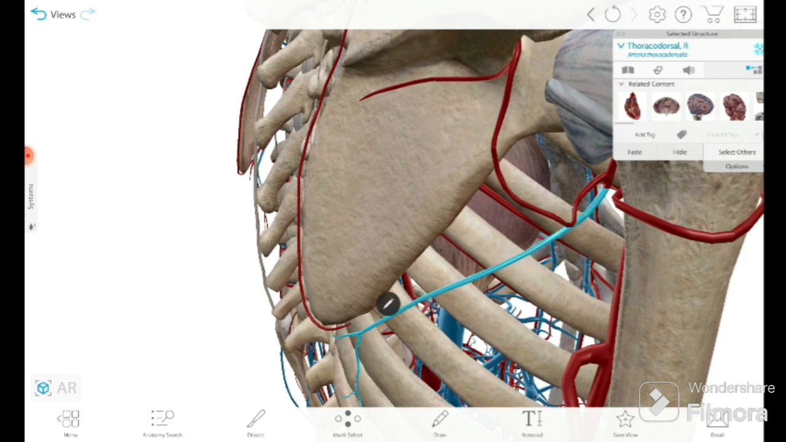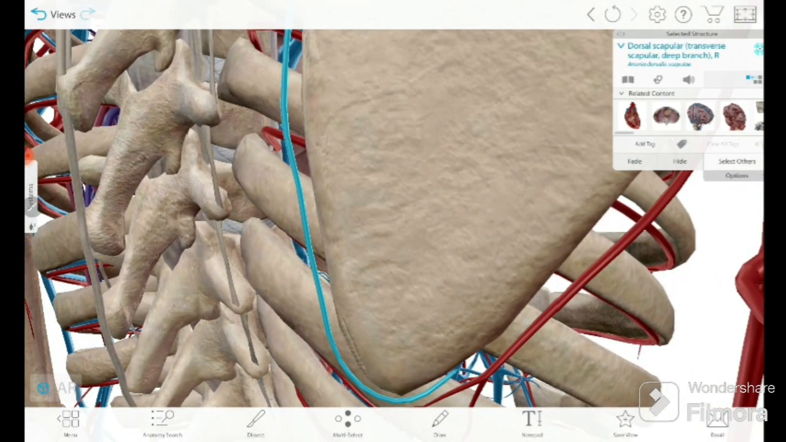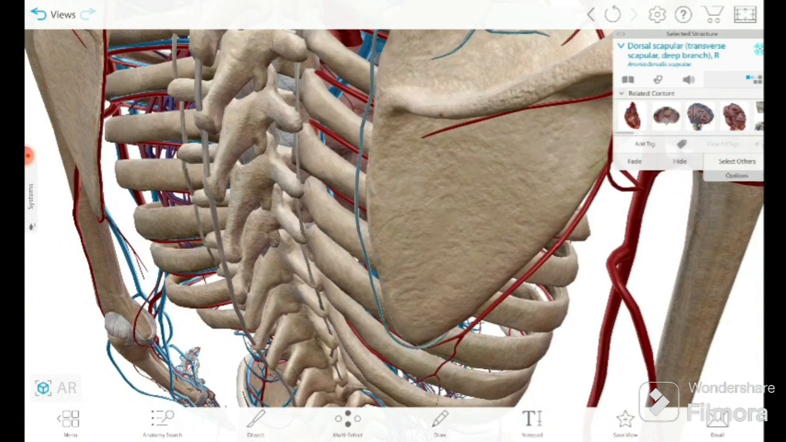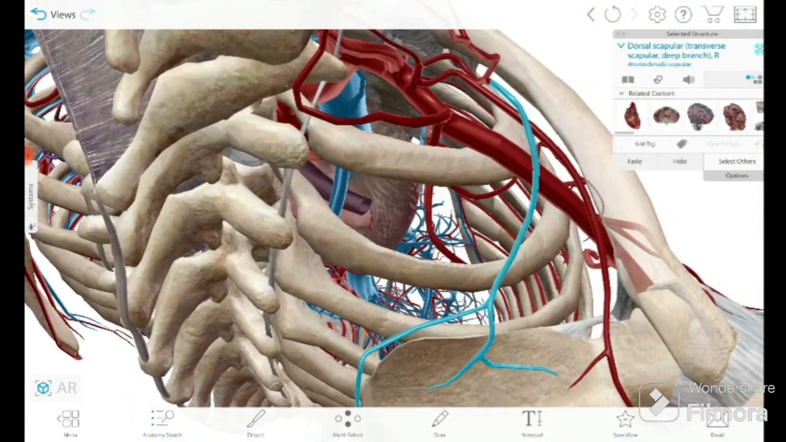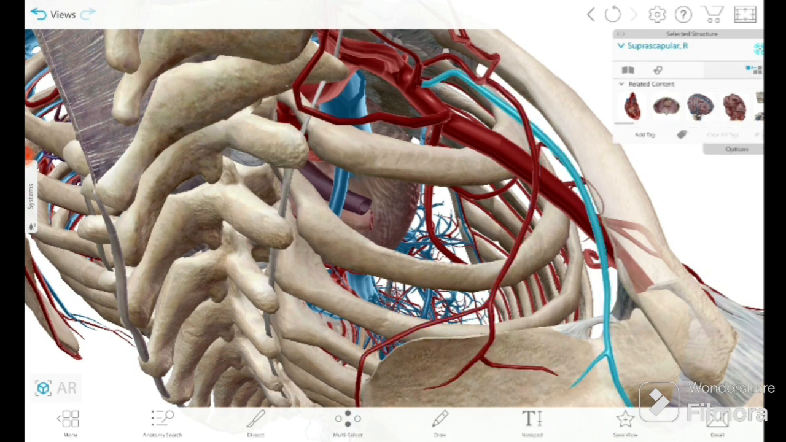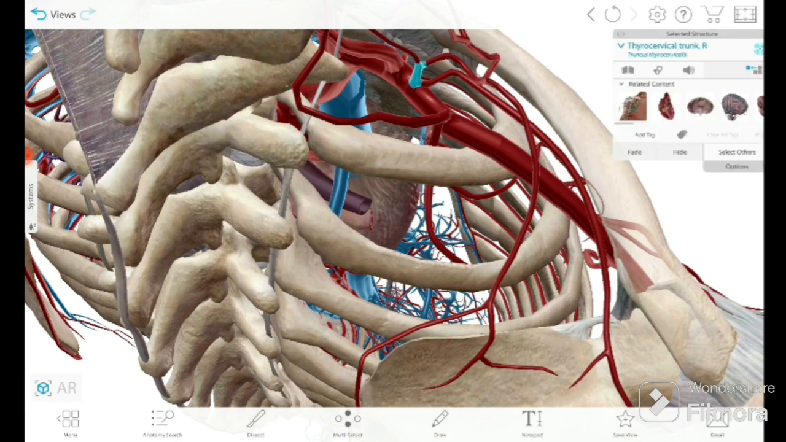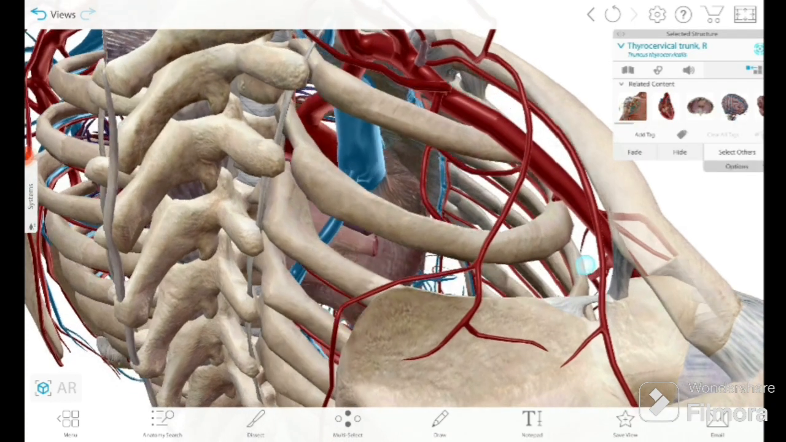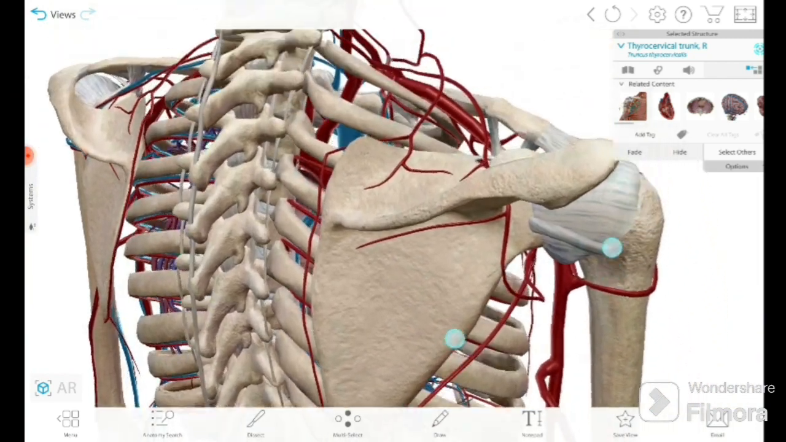So this thoracodorsal artery anastomoses with this artery, and this artery was the dorsal scapular artery. The dorsal scapular artery was a branch of the transverse cervical artery. So this here is the transverse cervical artery, and the transverse cervical artery is a branch of the thyrocervical trunk. So this completes our scapular anastomosis.